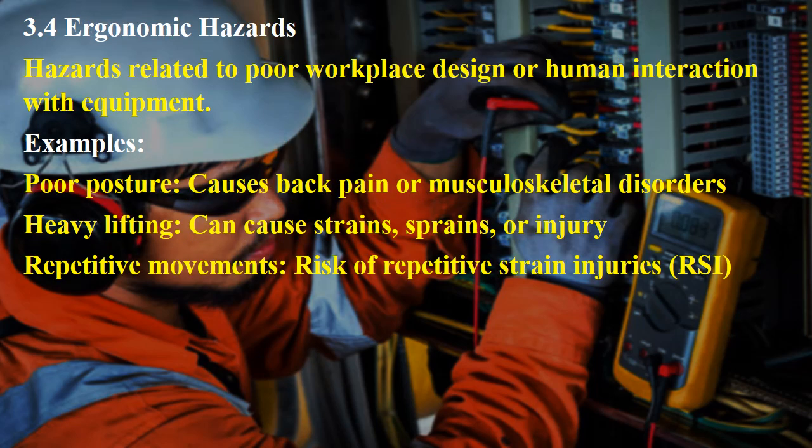Economic hazards. These are hazards related to poor workplace design or human interaction with equipment. Poor workplace design, sometimes the space is very small, or there is no ventilation, or limited space. These are economic hazards. Example: poor posture causes back pain or musculoskeletal disorder. Heavy lifting, meaning lifting heavy weight, can cause strains, sprains, or injury.